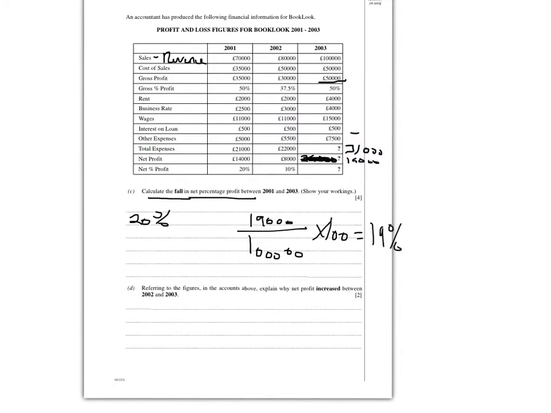So what we've got so far is the net profit was 20% before, and now it's gone to 19%. So what's the fall in net percentage profit? The fall is 1%, and that's your final answer. Lots of people will forget to do that final stage.